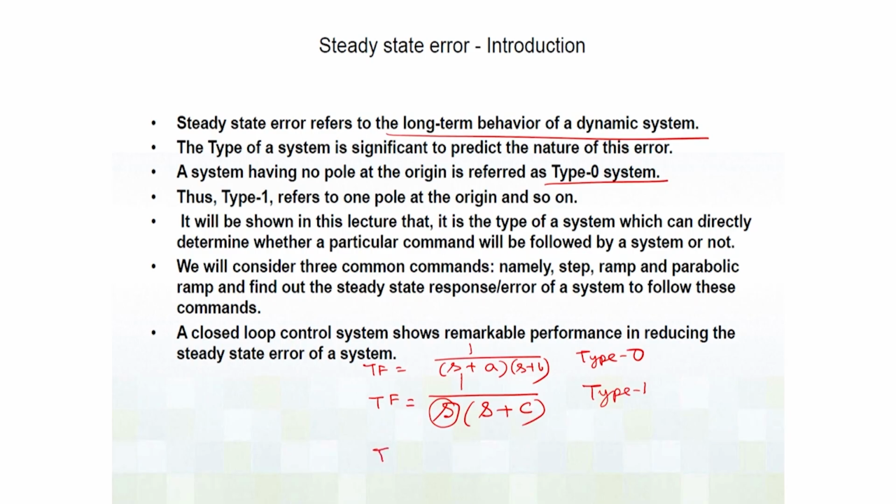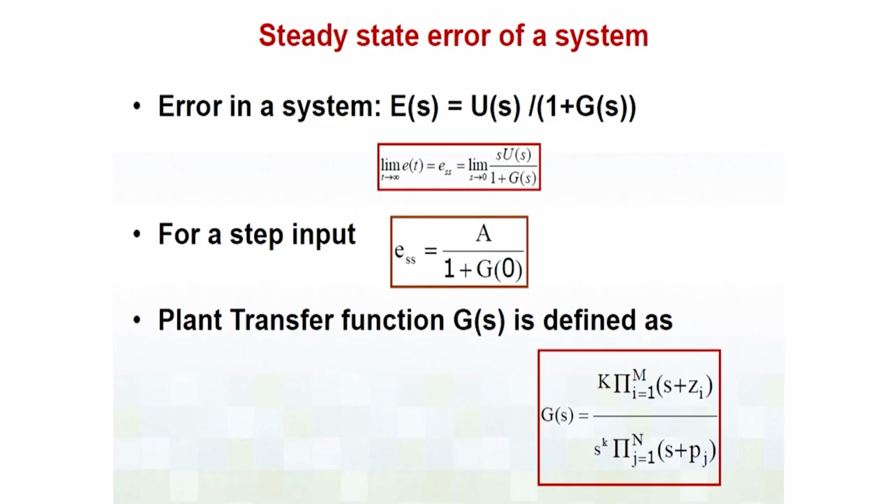And if a transfer function is something like 1 over s square into (s plus c), then we will call it a type 2 system, because it has 2 roots at the origin. Okay. So, that is how we define the type of a system. Now, the type of a system is intricately related to the steady state error that can happen to a system. Well, let us have a look at it.